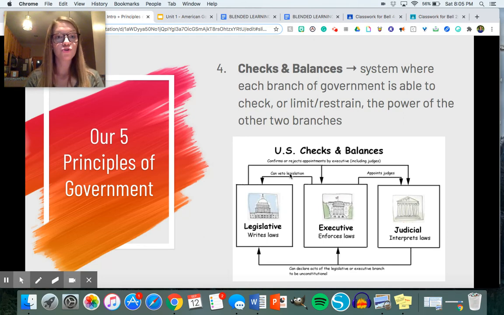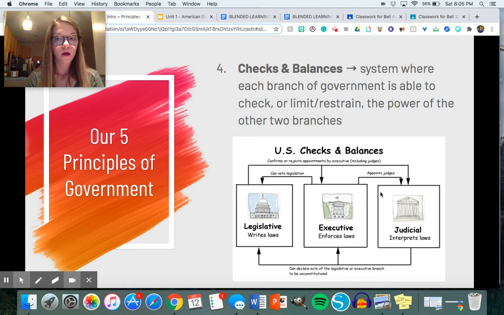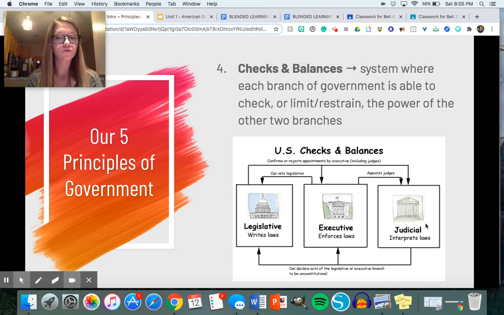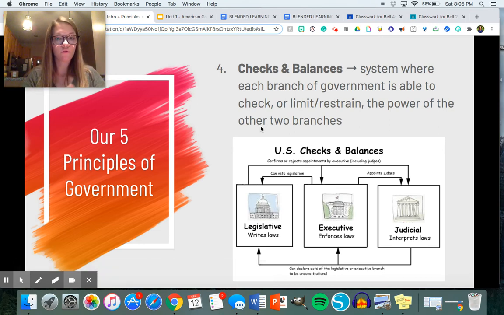The judicial branch, the court system, interprets laws. Let's say the president signs that law. It might go to the courts, and the Supreme Court might say, nope, that is not constitutional. It's no longer then a law. So it is restricting and limiting the power of the other two branches, making sure that one doesn't go too far or get too powerful.